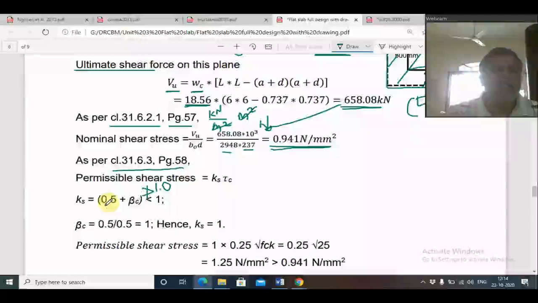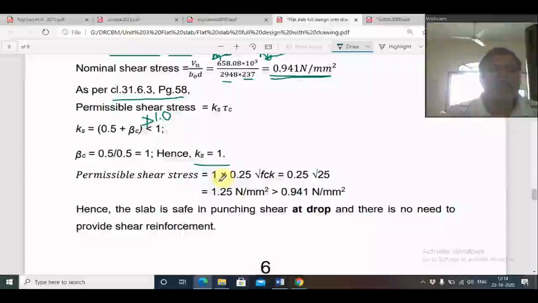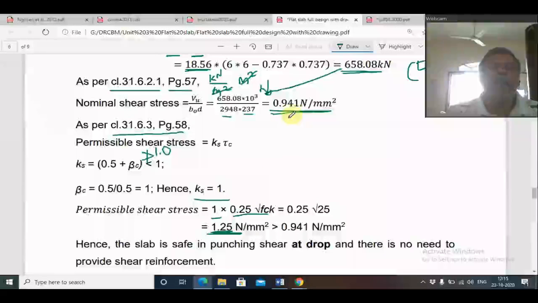Then substituting here, Ks is 1.5. But in no case should it be greater than 1. Therefore, I am using Ks equal to 1. Permissible shear stress as Ks into tau c is 0.25 into root fck. fck is 25. We arrive at the permissible shear stress value of 1.25 Newton per mm square. This is greater than the nominal shear stress. So, we are safe in punching shear at the drop location. There is no need to provide reinforcement in the drop locations for shear. No reinforcement means we are not talking about the Ast for bending. I am talking about the shear.